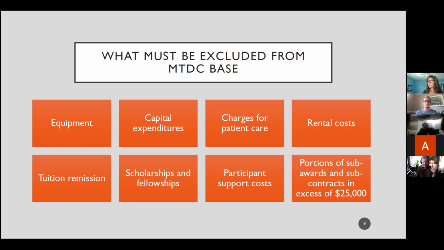Tuition remission, we don't hit that much. Scholarships and fellowships don't concern us that much. Participant support costs, both under the operating cost line and in the supportive service cost line, HUD has determined to be participant support costs, and so therefore they can't be included. And then finally, if you have any subcontracts, so if you are the recipient and you've got a sub-recipient, basically, and therefore there's a subcontract, any costs above $25,000 in a subcontract cannot be included in the de minimis base. So these are all things.